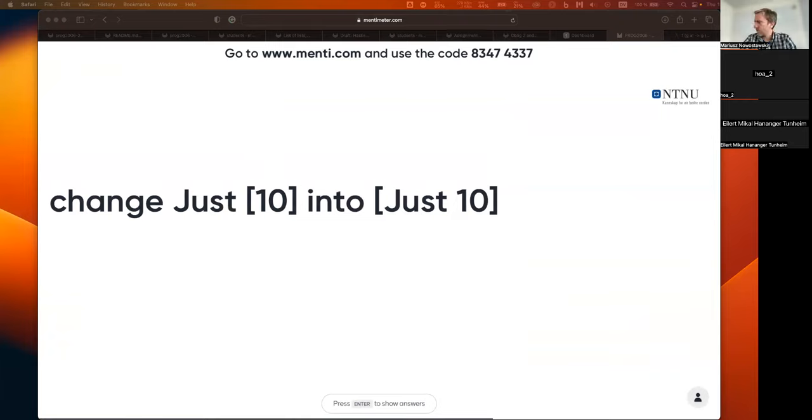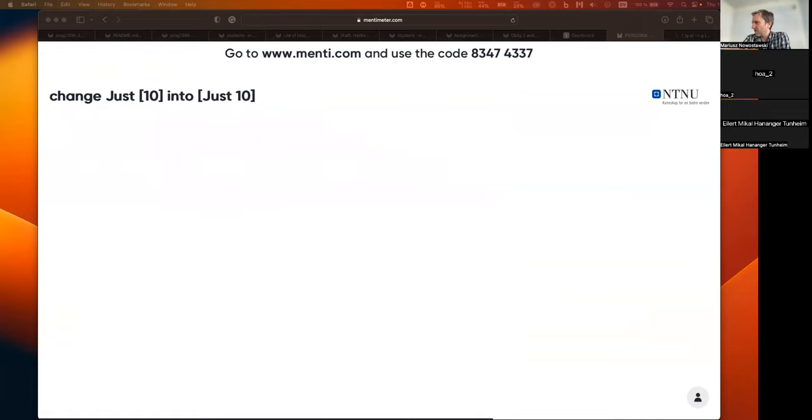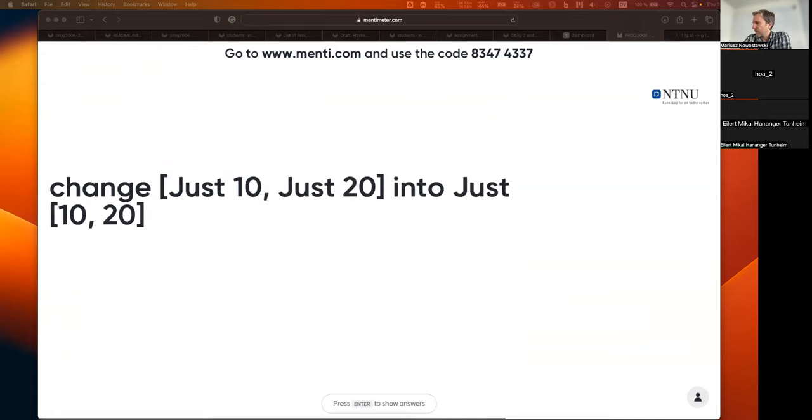Okay, so now I just did that, right? So change Just 10 into a list of Just 10. So we've done that. So how about change Just 10, Just 20 into Just 10 and 20? Well, sequence is your answer. So if you sequence this, you're gonna get Just and the list 10 and 20, right? So sequence is exactly flipping the structures around for you.